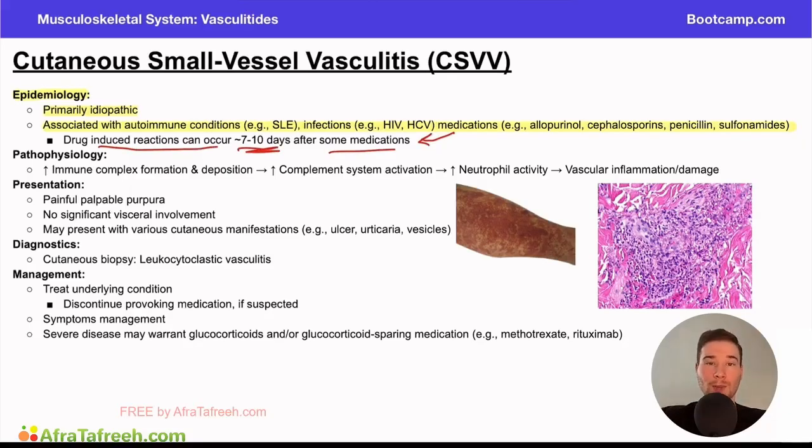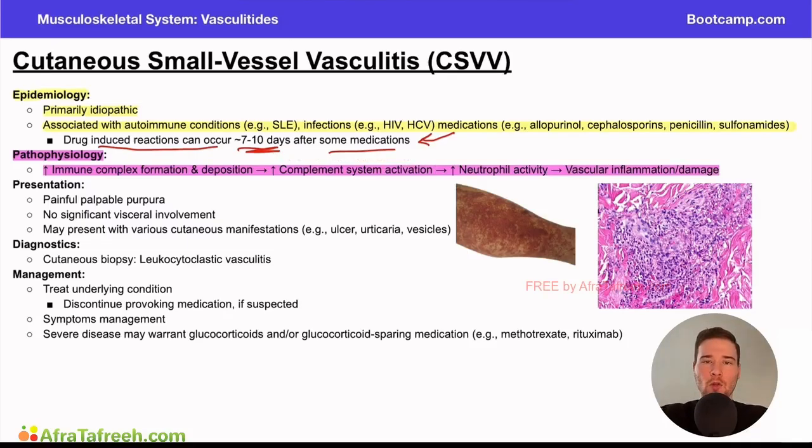It's one of the ones that can potentially trigger this, and now they're presenting with a variety of clinical findings of their skin. We want to be thinking about this condition. Now, when we think about the pathophysiology here, this is thought to be due to increased immune complex formation and deposition in the tissues, which ultimately increases the complement system activation, leading to neutrophil activity and recruitment, which can cause vascular inflammation and damage to a surrounding area.